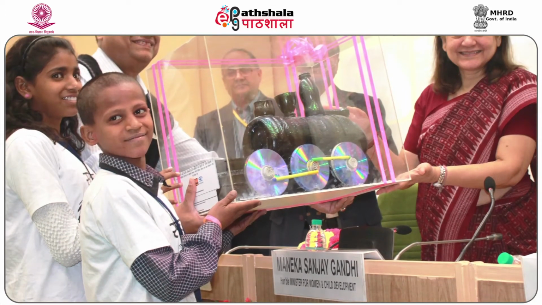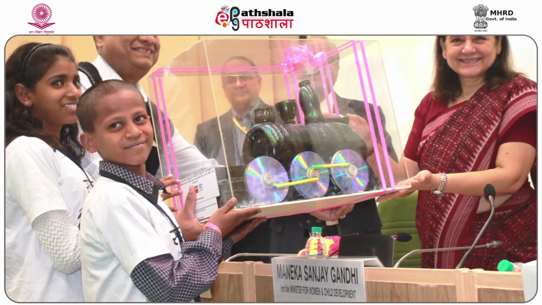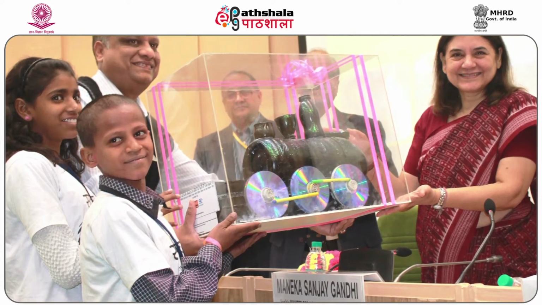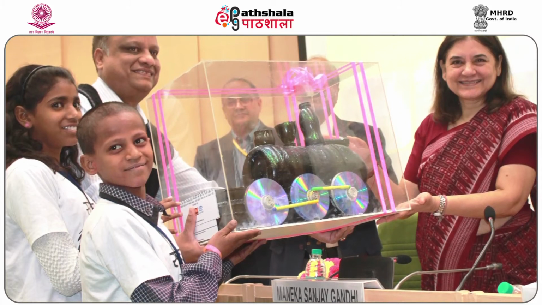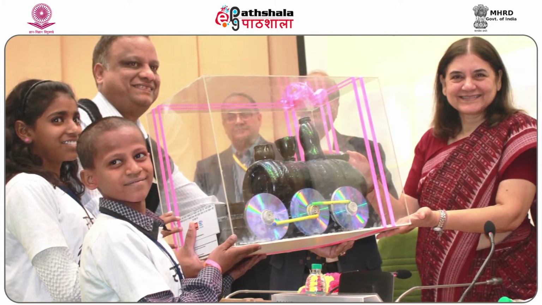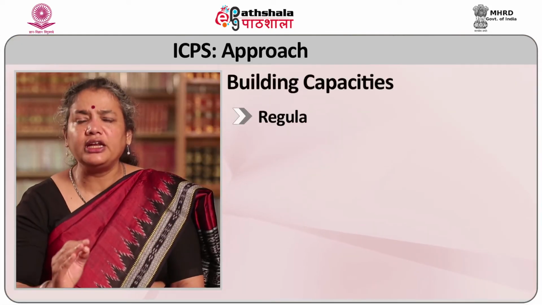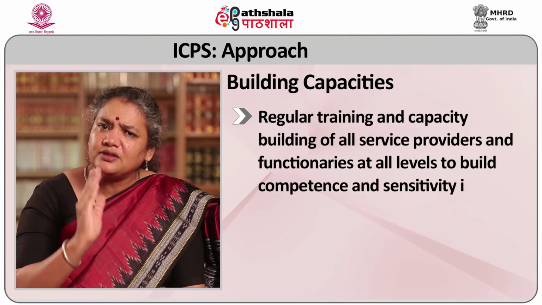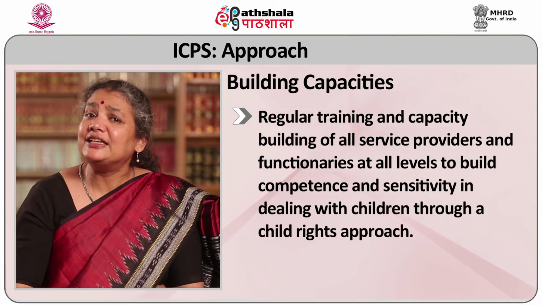Another approach, partnership building and community empowerment. A key strategy for program development and implementation is developing close working relationships, information sharing, and strategy building between government and civil society organizations, corporates, and communities. Quality care, standards for care and protection. All protection services, whether public or privately provided, should adhere to the prescribed standards and guidelines. Building capacities. Regular training and capacity building of all service providers and functionaries at all levels to build competence and sensitivity in dealing with children through a child rights approach.